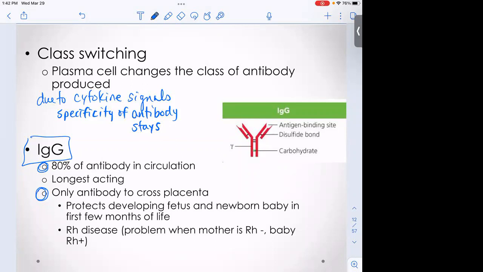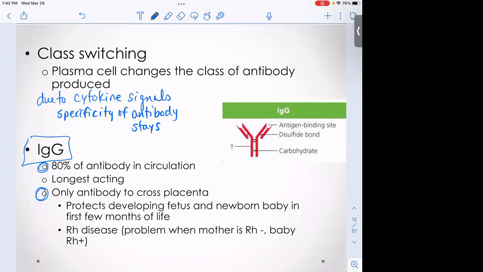Because it's the only one that crosses the placenta, the one problem that can be encountered is in Rh disease. So everybody either has or doesn't have that rhesus antigen. So if you're a blood type, say A positive, you're positive for the rhesus antigen. If you're A negative, you do not have that rhesus antigen. So that can become a problem if the mother does not have the rhesus antigen, but her developing baby does because the father had it.